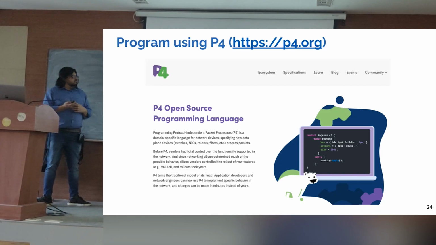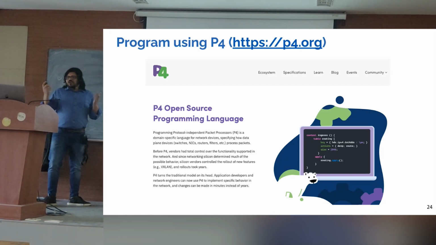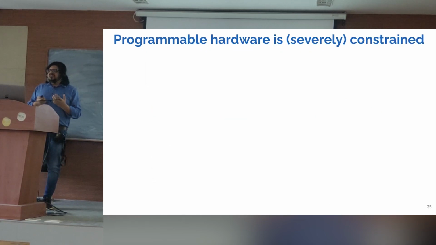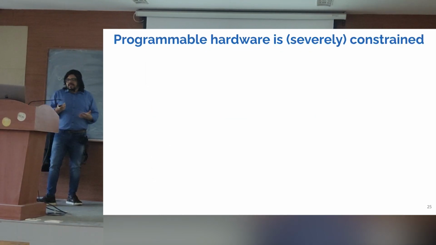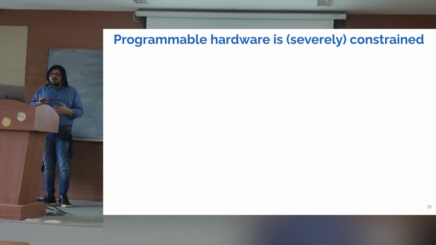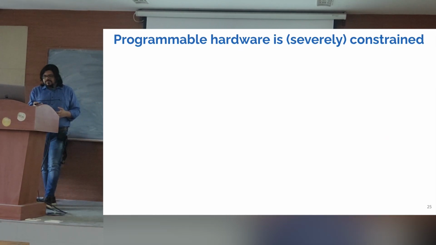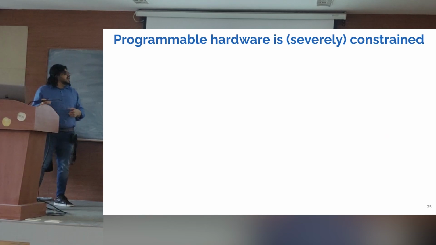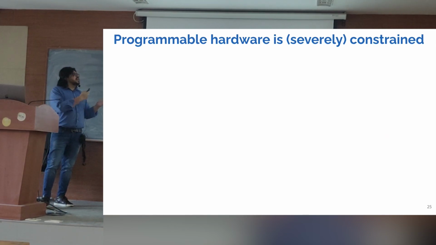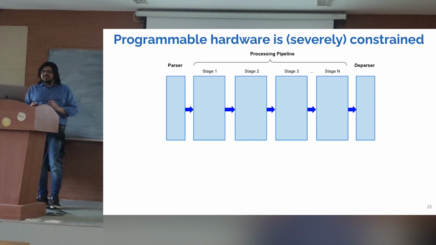Okay, but is it all hunky-dory? No, right? Programmable hardware is severely constrained. Why? Because it has to be very, very efficient. It has to be really fast. I'll try to go through some of the constraints really quickly.